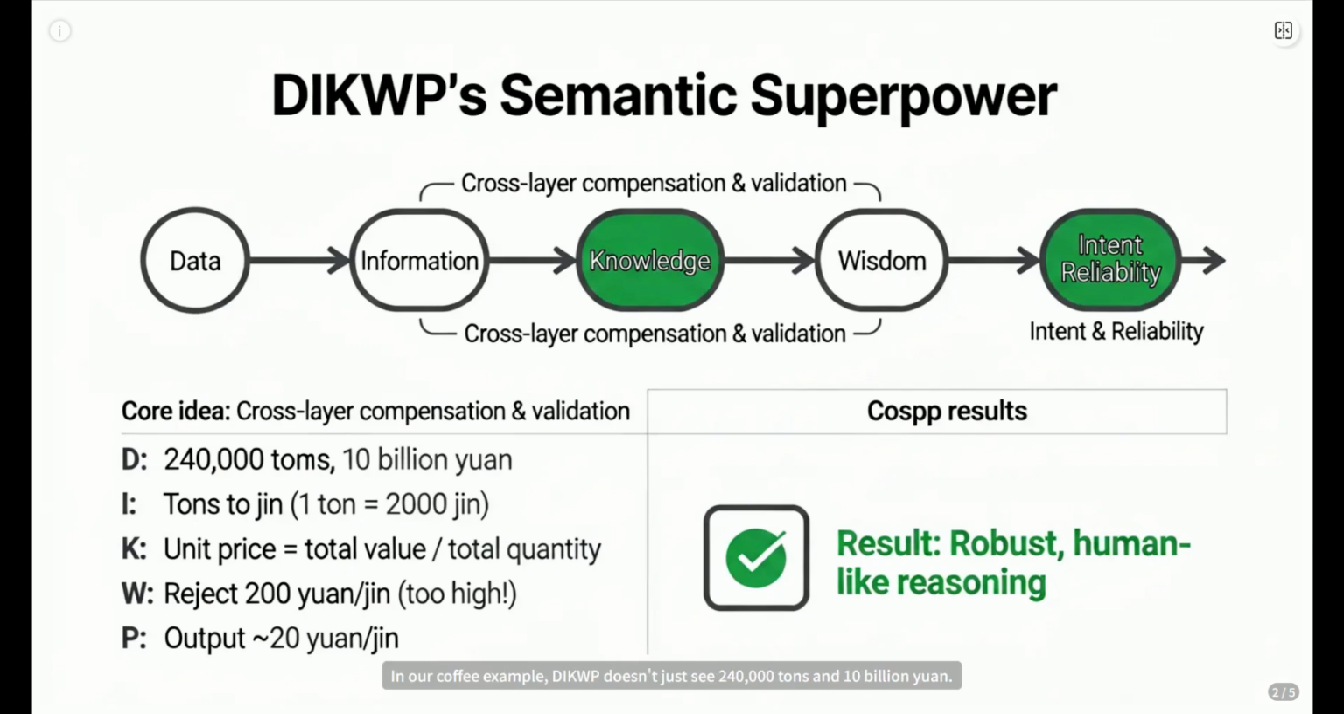In our coffee example, DIKWP doesn't just see 240,000 tons and 10 billion yuan. It knows 1 ton is 2,000 jin, calculates the unit price, flags the absurd 200 yuan per jin answer, and lands on a plausible 20 yuan per jin. It's like having a tiny brilliant human brain embedded in the code.